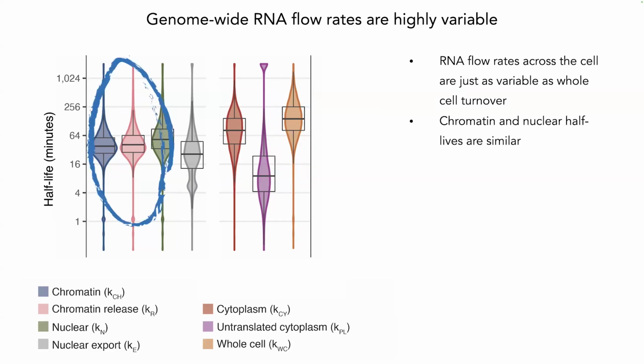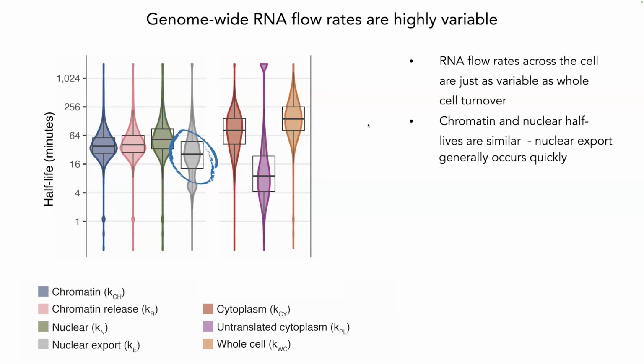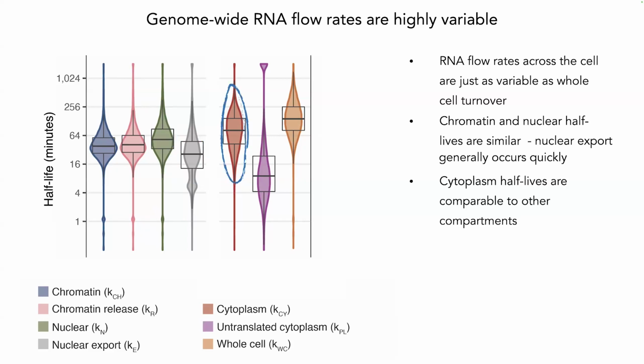The second thing we noted is that chromatin and nuclear half-lives are very similar. And this is really telling us that once RNA comes off of chromatin, it doesn't persist for very long in the nucleoplasm, and it will be exported quite quickly, as you can see here by our measured export times. Also, interestingly, cytoplasmic half-lives were longer than nuclear half-lives, but not that much longer.